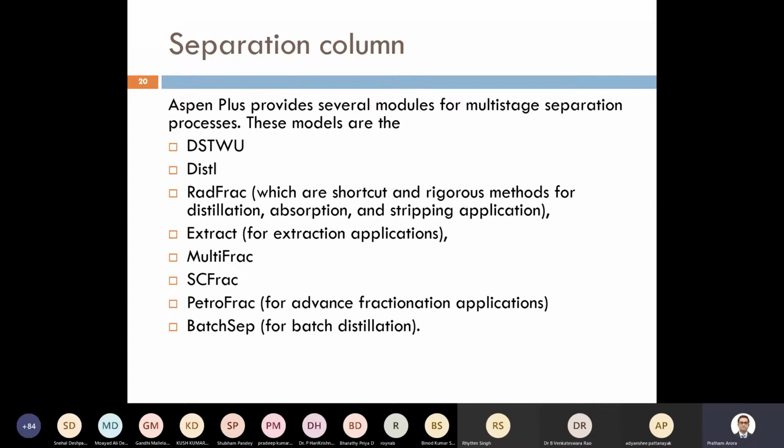Then you would have separation columns as well. How do you separate it? A typical example of a separation column would be your fractional distillation of the crude. It separates the crude into different components, and that is a sort of distillation. And that is an example of a complex distillation. But you can do distillations like this using this software.